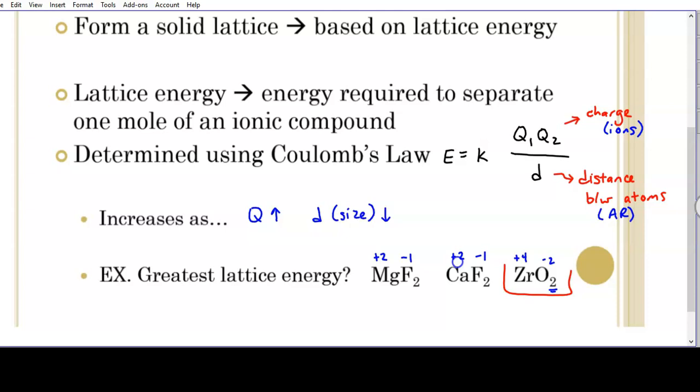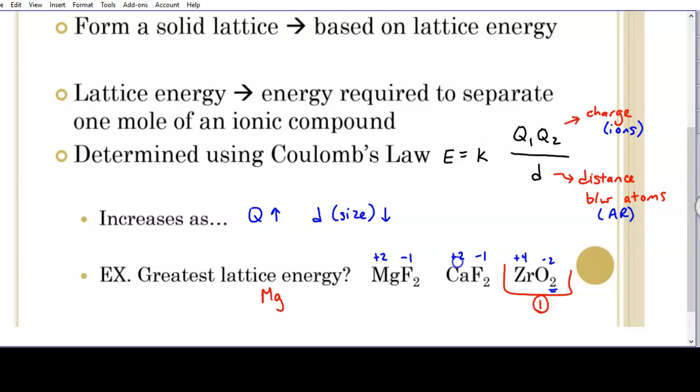If you were instead asked to put them in order, from greatest to least, of the 3, zirconium would still be first, right? It's got the greatest charge. The other 2 have the same charge overall. So what you would need to do is look at the size of the atoms. Well, they both have F, so that's the same. So you would compare Mg and Ca.